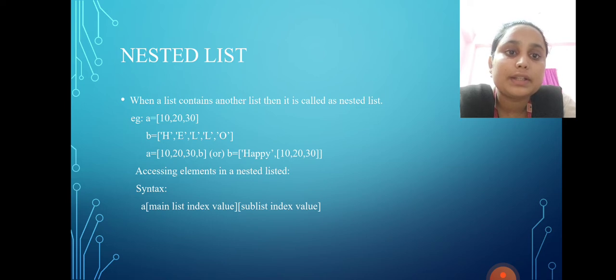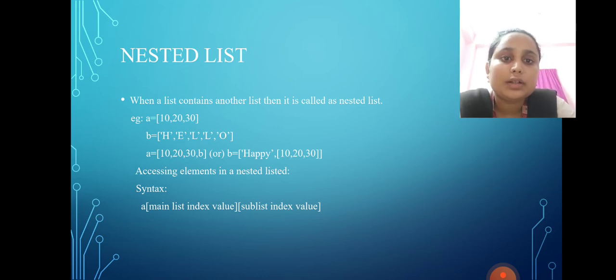Accessing elements in a nested list. Syntax to access elements in a nested list: list name, square brackets, main list index value followed by sublist index value. Both the main list index value and sublist index value are enclosed in square brackets.